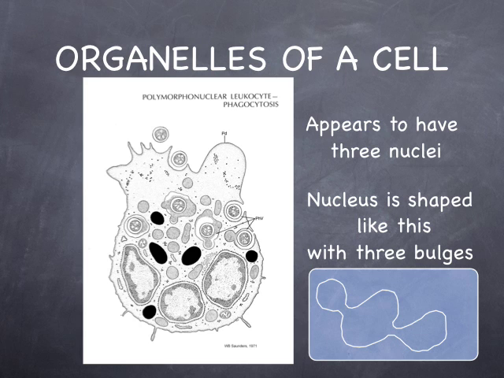Okay, the nucleus is actually shaped like this. Poly means many, right? Morpho is shape. If something morphs, it changes its shape. So this is a many-shaped nucleus, is really what that's saying. So it is a single nucleus, but it bulges like this. Instead of being a nice little round thing, it's got these bulges in it, and the bulges are what show up here.